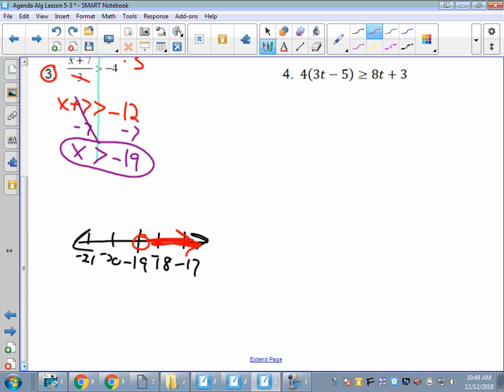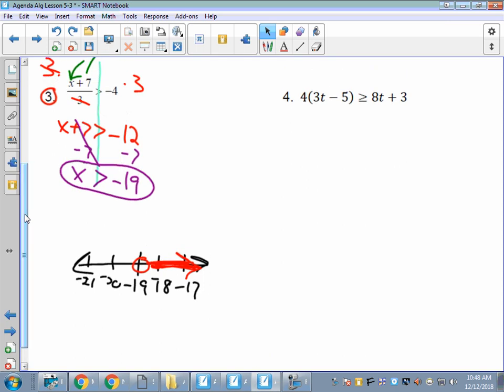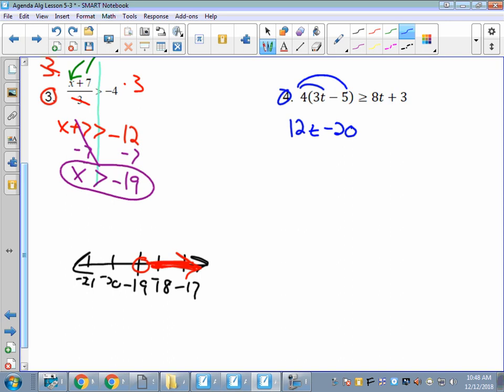Let's look at number 4, because number 4 has a little bit more action to it, has some more stuff like a parentheses. So let's look at this one. All right, so the first thing we've got to do is distribute on the left-hand side. We've got to get rid of this grouping symbol. So 4 times 3t is 12t. 4 times negative 5 is a negative 20.